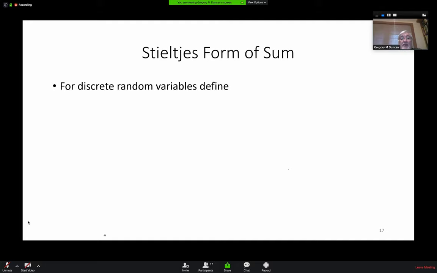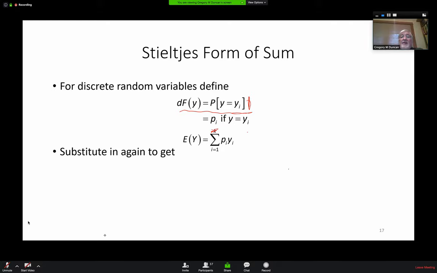For discrete random variables, define dF(y) as the probability. That is, it's p_i if y equals y sub i. So E(Y) is, take each value of y, multiply it by its probability and sum. Now, with the definition I just gave you of dF(y) for a discrete random variable, note that p_i is dF(y). And so now I would write E(Y) equals the summation i equals 1 through k, y_i dF(y).